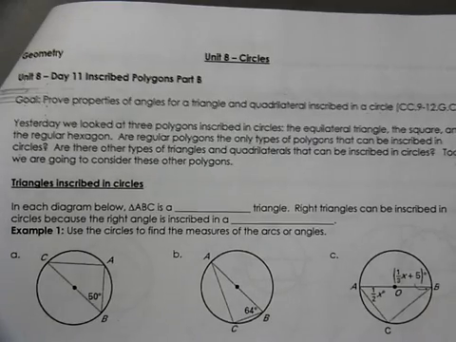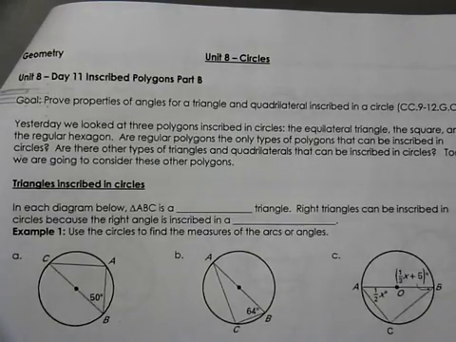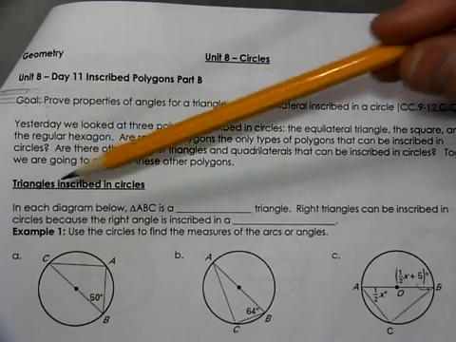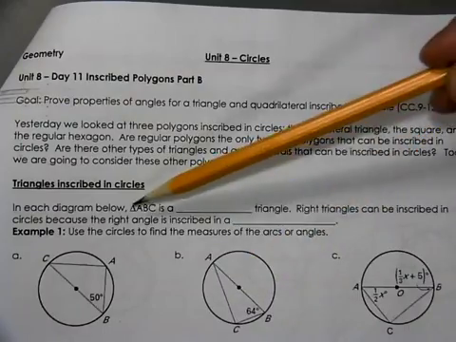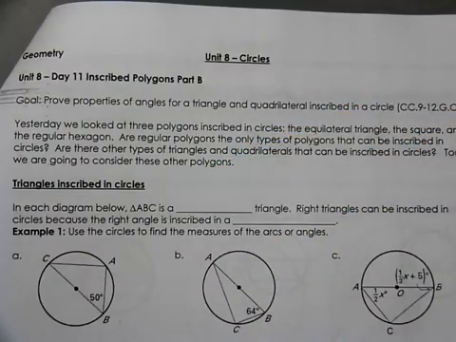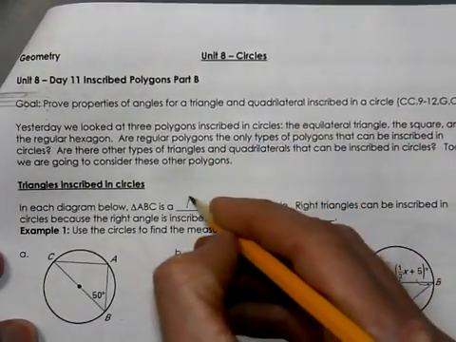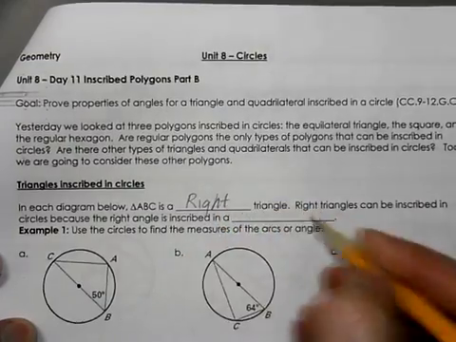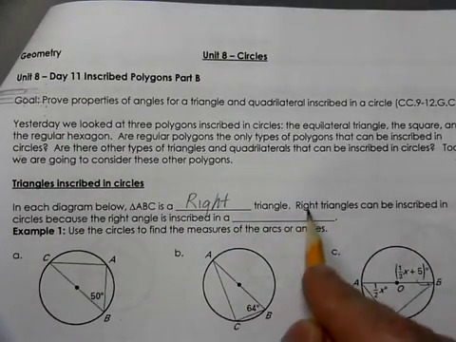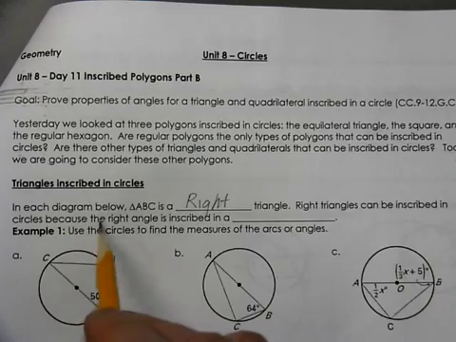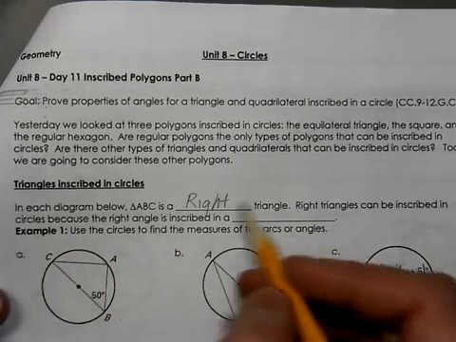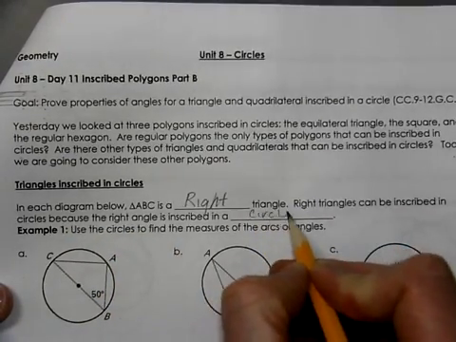This is Geometry, Unit 8, Day 11. We're working on inscribed polygons. In each diagram below, triangle ABC is a right triangle. Right triangles can be inscribed in circles because right angles are inscribed in the circle.